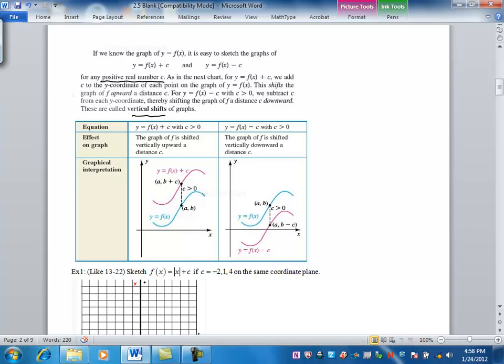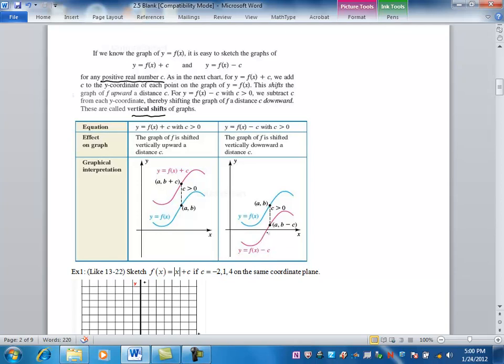The blue graph is y equals f of x, and then the pink graph is y equals f of x plus c. You'll notice that we've taken every point on the blue graph and raised it up c units. Over here we've done just the opposite. We've got f of x minus c, so we take the blue graph, which is the graph of f of x, and we drop it down c units.